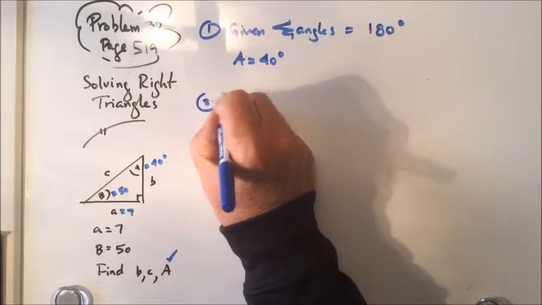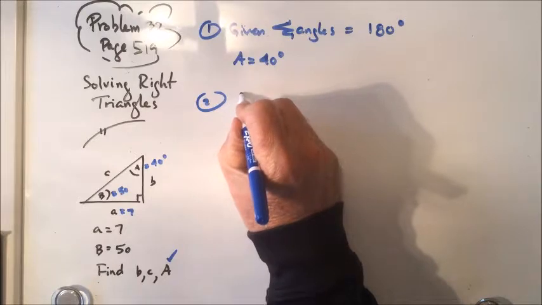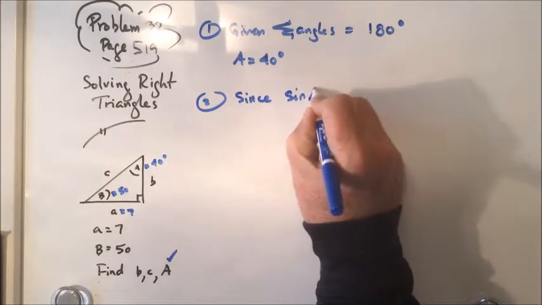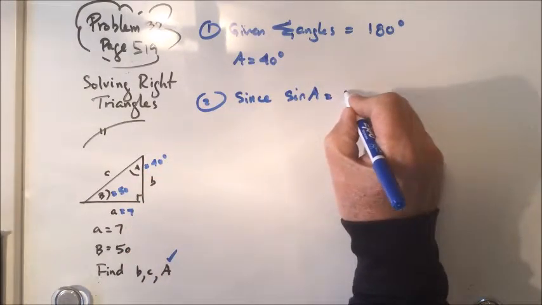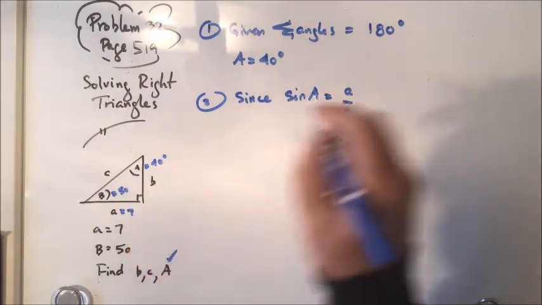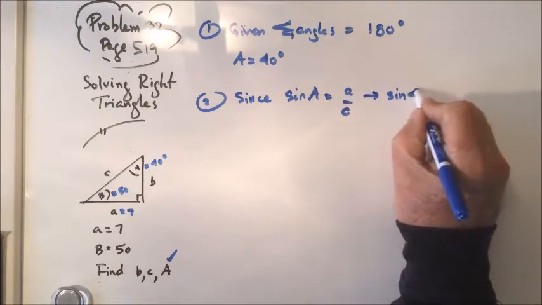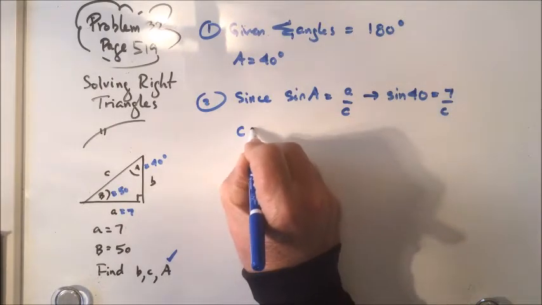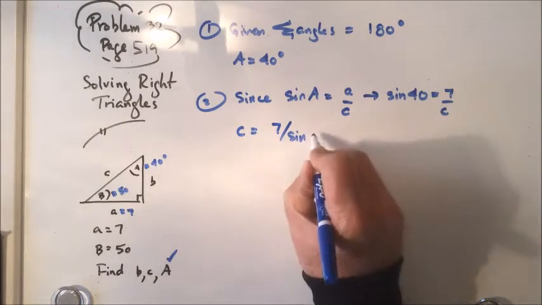And now let's go a little bit further. What else can we do? Since the sine of A is the opposite side a all over the hypotenuse, we can find c, because the sine of A, the sine of 40 degrees, is equal to a, which is 7, all over c. c is then equal to 7 divided by the sine of 40.